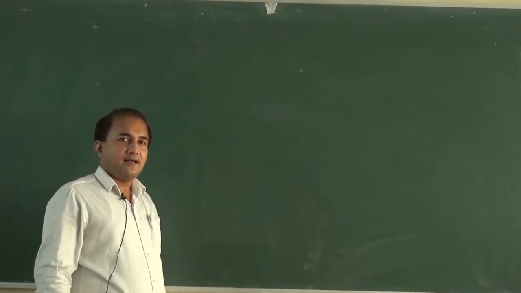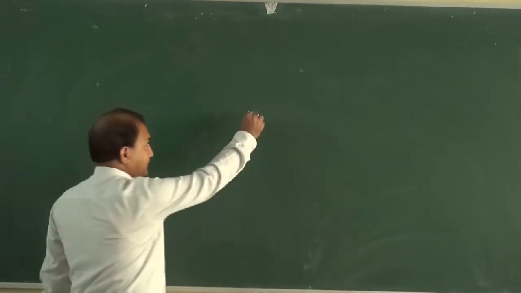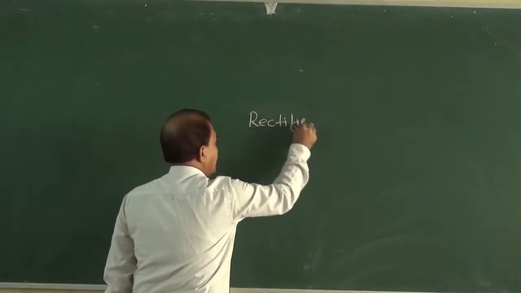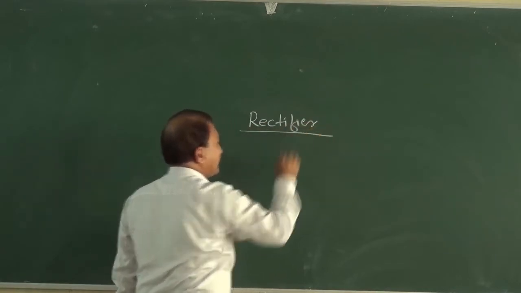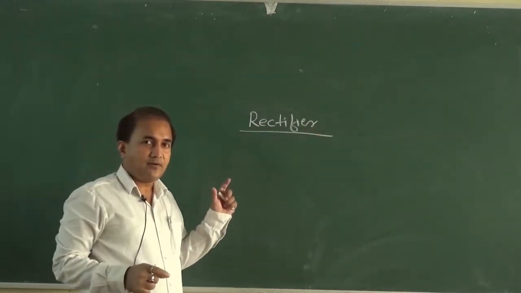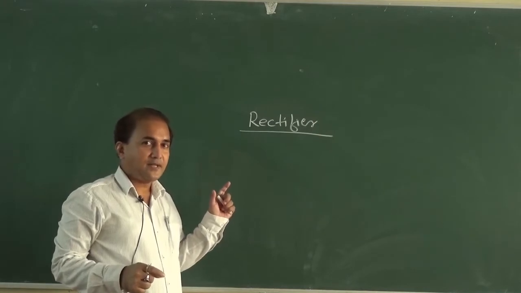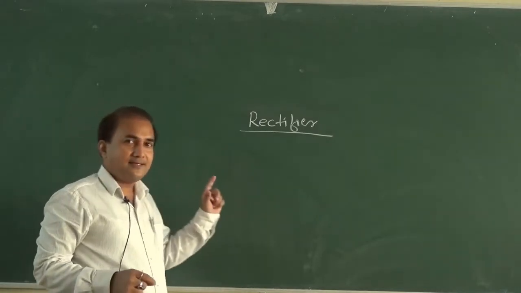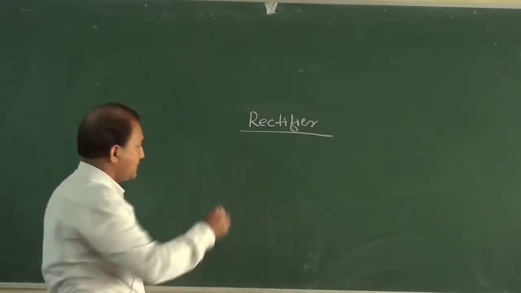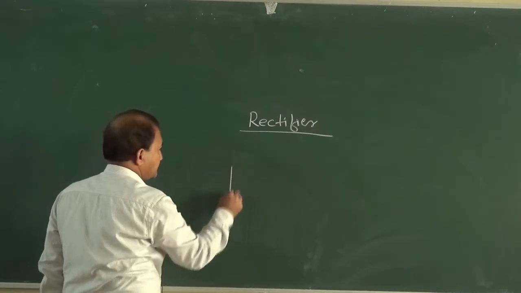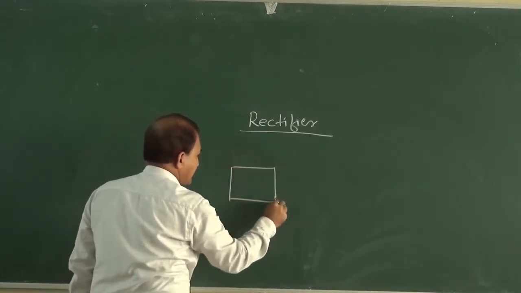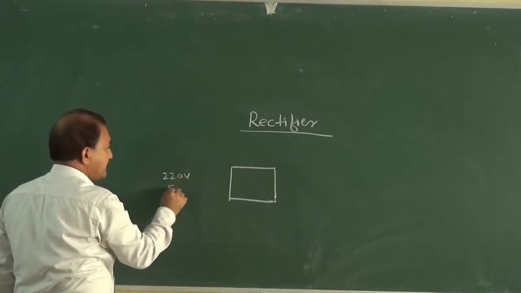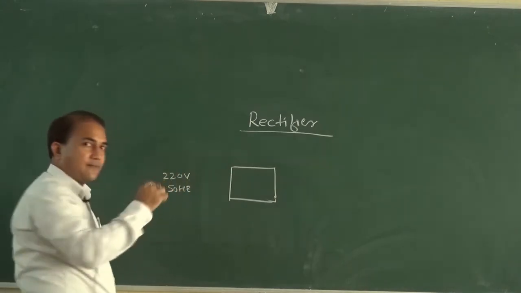So in this class I will teach you again about rectifier. In previous class I taught you about half-wave rectifier circuit. The main function of any rectifier circuit is that it converts AC into DC. Suppose input is 220 volt and say 50 hertz. This is the power supply.